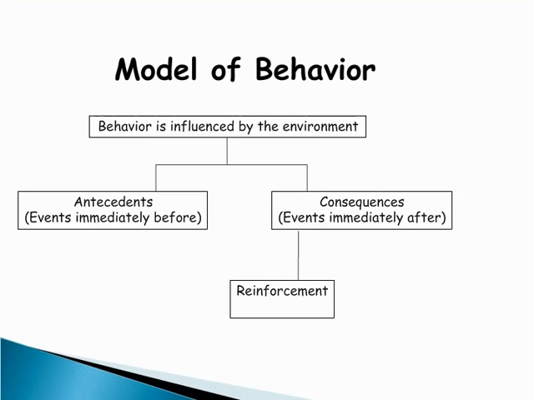So let's look at an ABA model of behavior. A behavior is influenced by the environment. The antecedent is the event that happens immediately before the behavior, and the consequence is an event that happens immediately after. So then you have reinforcement. What we're going to talk about in this module is positive reinforcement.